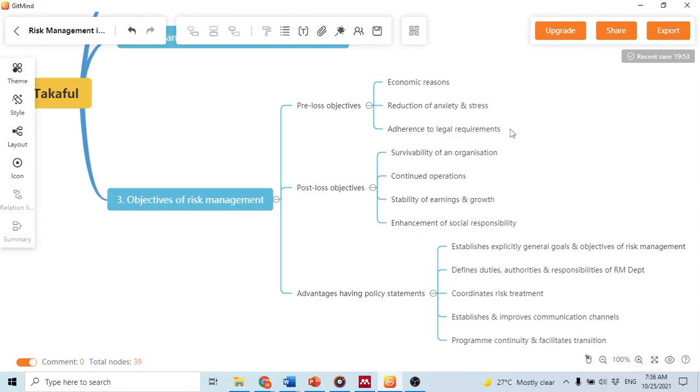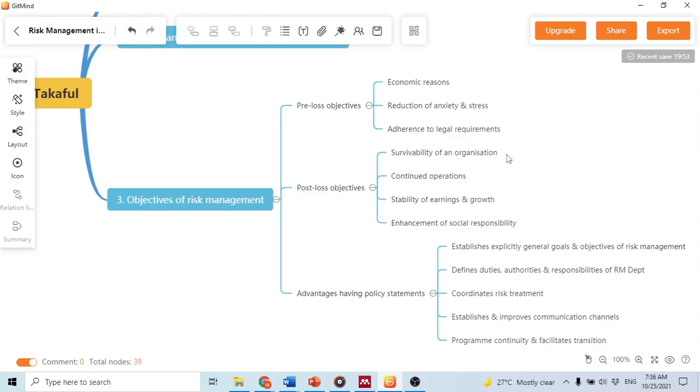And then we move on to the post-loss objectives. We have at least four post-loss objectives, the first of which is to ensure the survivability of an organization. So the pre-loss objective is before the potential loss happens, before the risk actually happens. So this is the pre-action that should be taken by the institution.